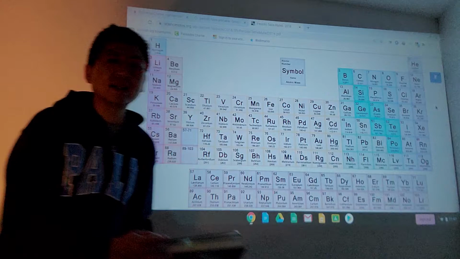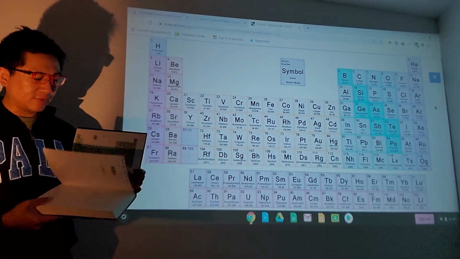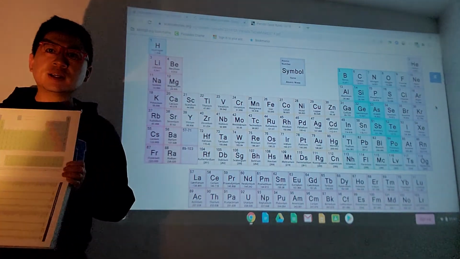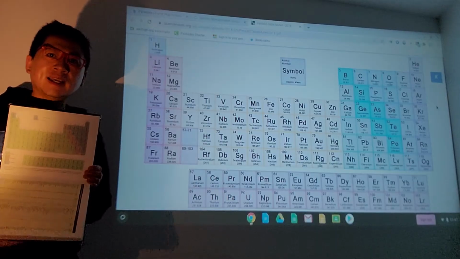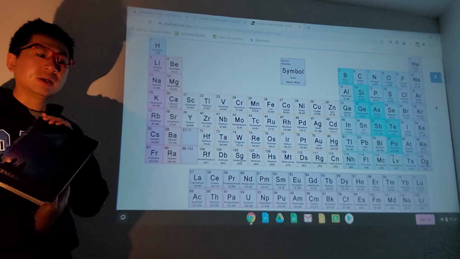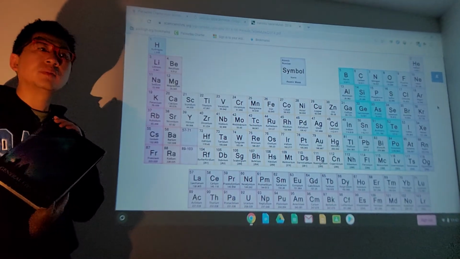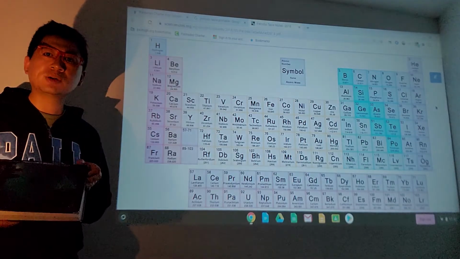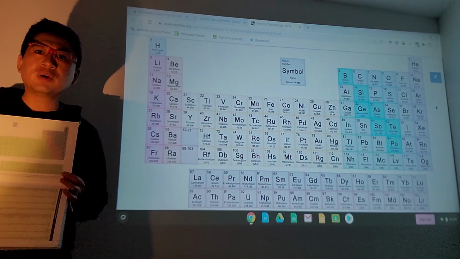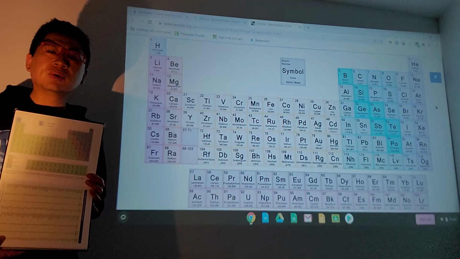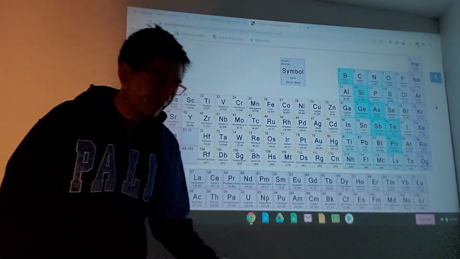There's also one in the textbook. In the front cover of the textbook, you'll see that there is a periodic table. In pretty much most chemistry textbooks, you would probably find, for reference, a periodic table in the front.